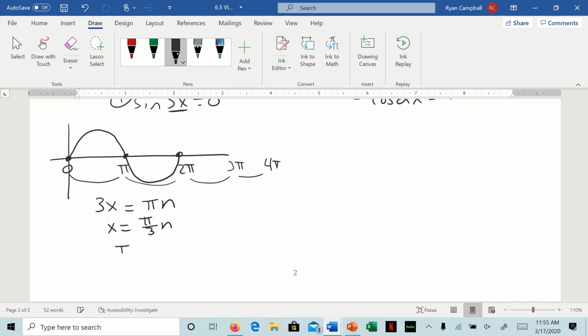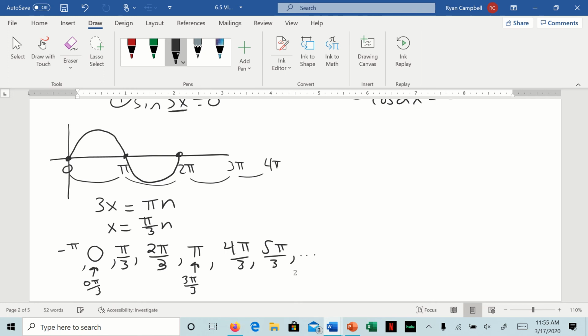This can be pi over 3 times 1, which is pi over 3, 2 pi over 3, 3 pi over 3, which is just pi, right? That's 3 pi over 3, 4 pi over 3, 5 pi over 3, and you just keep going. It also goes negative, so I guess 0 would be the next one. So 0 pi over 3. You have negative 1 pi over 3, negative 2 pi over 3, and it just keeps on going in that direction.